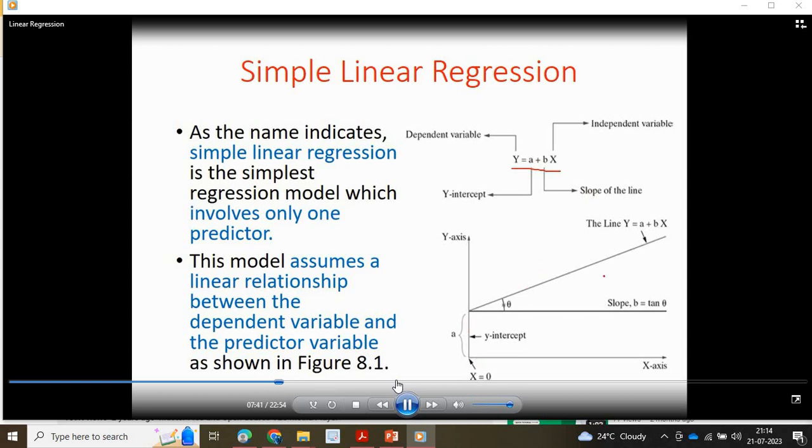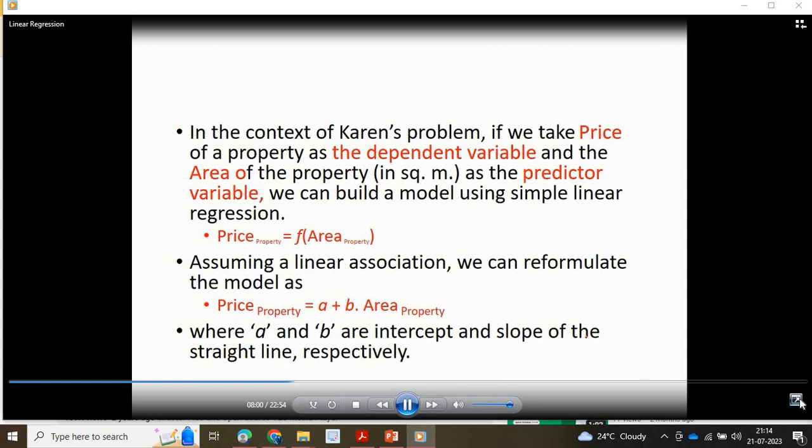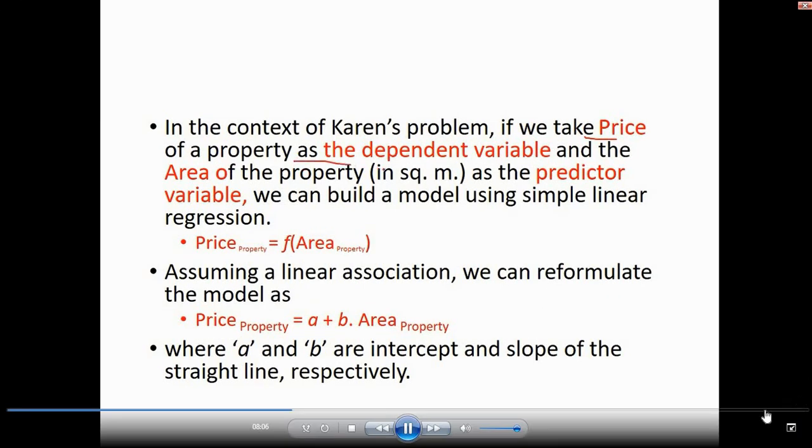So we can show the relationship between y is equal to a plus bx. The various parameters involved in y is equal to a plus bx are shown in the diagram. Here a is the intercept and b is nothing but the slope of the linear regression line.